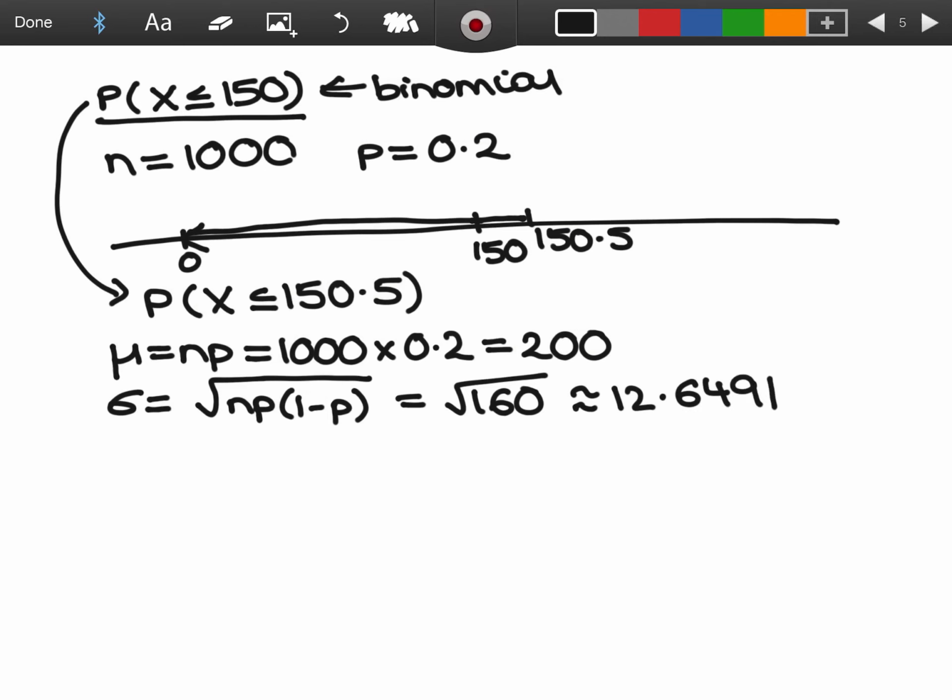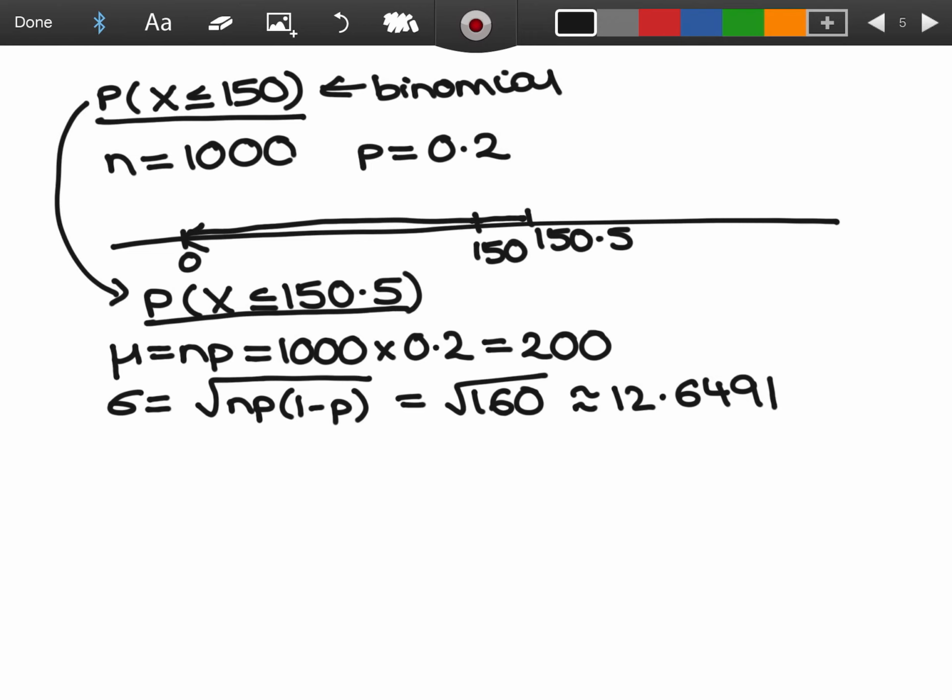And we have the probability that we are looking for with our normal distribution. So what we are effectively looking at here is a normal distribution where we have a mean of 200, a standard deviation of 12.6491, and we are looking for the probability that X is at most 150.5. If you go to your calculator, go to second and distribution, so second and the vars button, and go down to normal CDF.